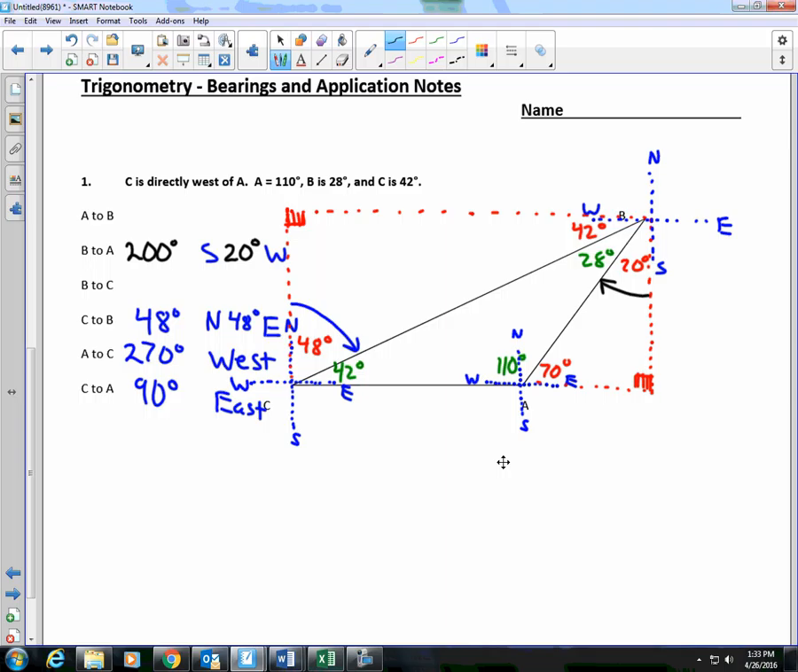Now I'll do B to C. Give me the two words that describe my direction of travel to get from B to C. South, west. From the south line, how many degrees do I turn towards the west? 48 degrees. What is the numerical bearing of south? 180. If you turn 48 past 180, what will that give you? 228.